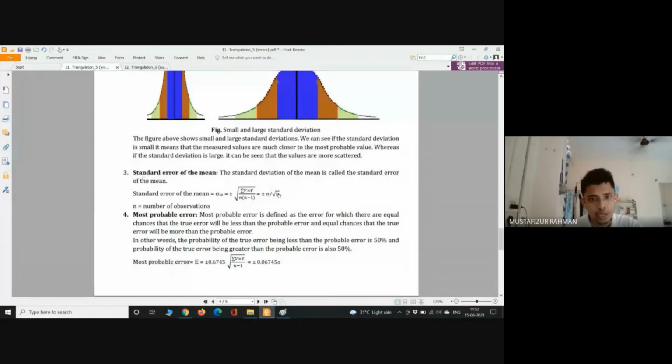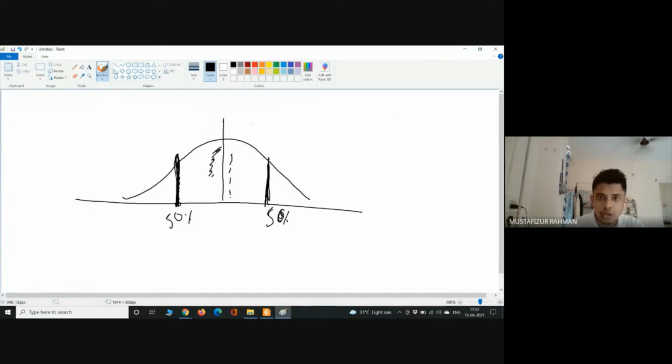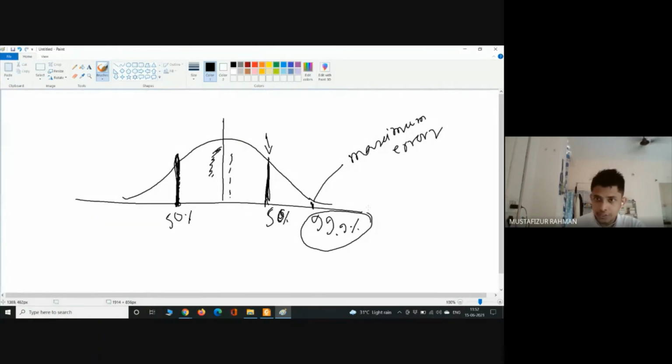Then we have a formula for standard error of the mean. Then we have a formula for most probable error. The most probable error corresponds to 50% error. And then we have a maximum error. The maximum error is 99.9%. So 50% is considered the most probable error, and somewhere here we have 99.9%, that is our maximum error. If any value is beyond this limit, then there is a gross mistake, an absolute mistake, and we are going to ignore that value. We are not going to consider it in our average calculations.